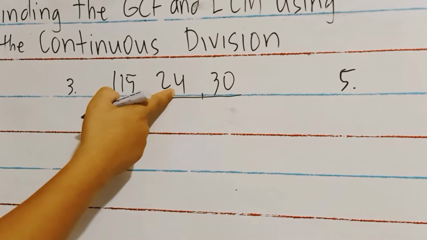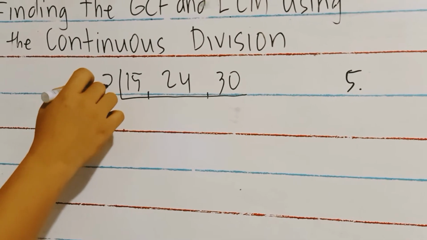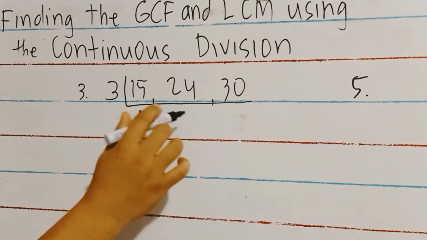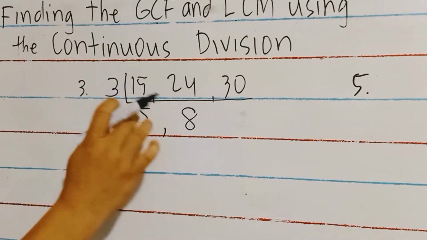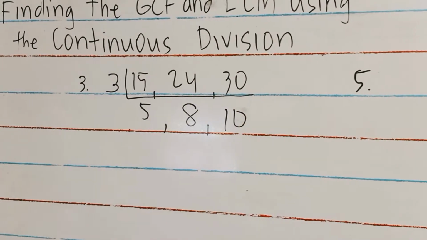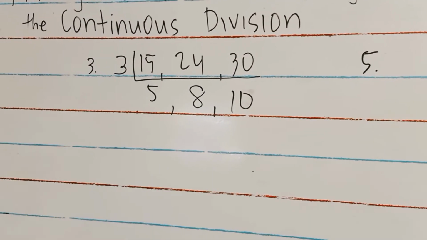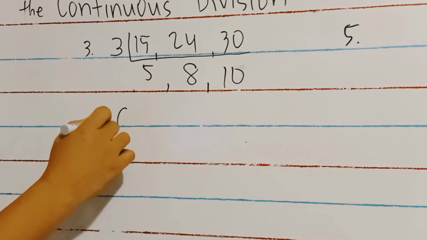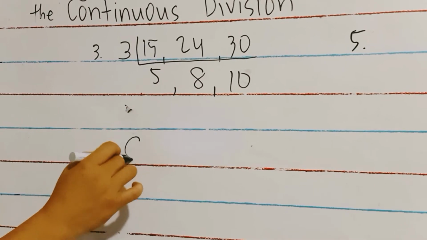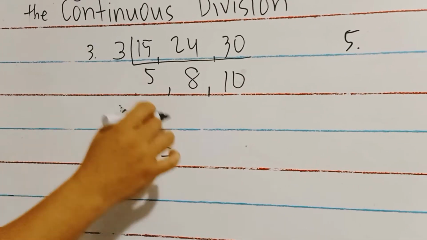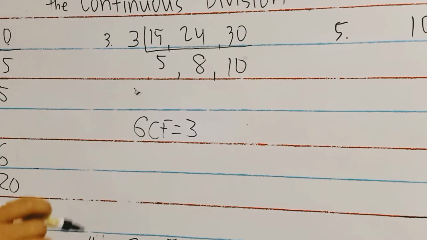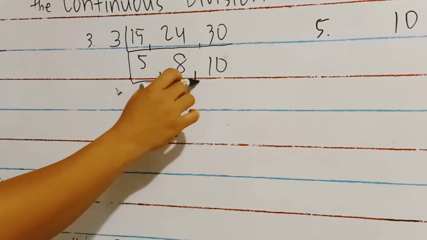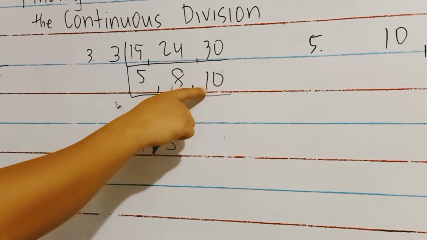So, 15, 24, 30, all 3 of them are divisible by 3. 15 divided by 3 is 5. 24 divided by 3 is 8. 30 divided by 3 is 10. 5, 8, and 10 no longer have a common factor. Okay? So, therefore, ang GCF na natin is what? 3. Correct.